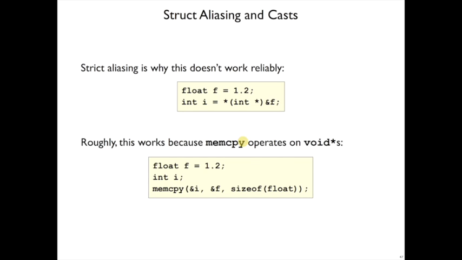On the other hand, if we use memcpy, this forces the compiler to fill in the 1.2 in the floating point number f, roughly because we give memcpy a void star, right? This gets coerced to void star, and void stars can overlap with floats, and so it's forced to fill this 1.2 in before it tries to copy it over into the memory for i. Right? More precisely, it's because the C standard directly specifies what memcpy does, but you can think about it this way to get to the same result.